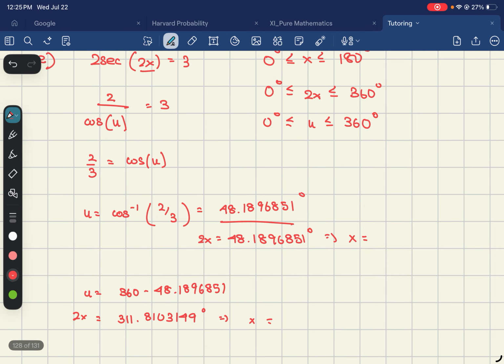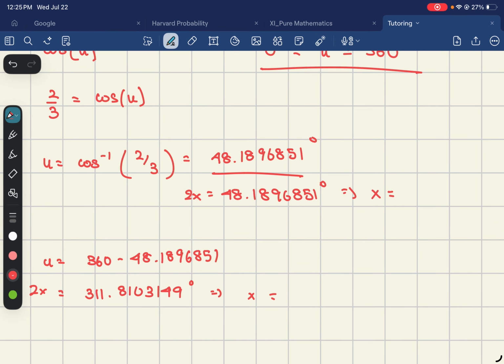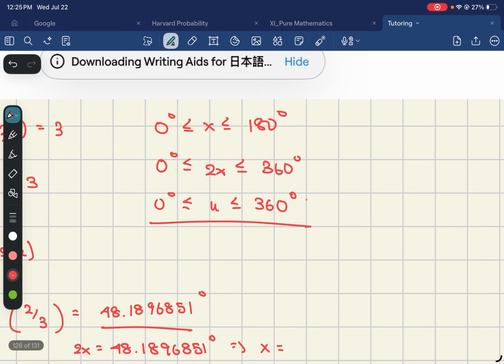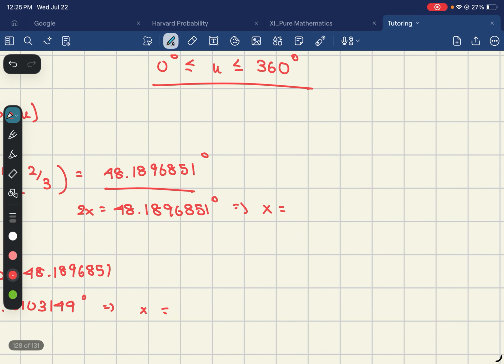And again, if your answers satisfy for 360, then it's going to satisfy for x. Don't worry. If your inequality is consistent, if it's working for u, then when you divide, it's going to work out for x. So your first solution is going to be 48.18 divided by 2. You get 24.1 degrees to 1 decimal place. And then your other solution is going to be 311.81 divided by 2. That's going to be 155.9 degrees. So those are your 2 solutions: 24.1 degrees and 155.9 degrees.